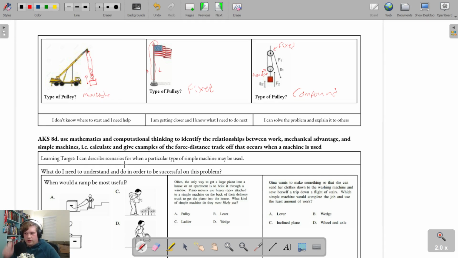Okay? So we have a fixed pulley where the pulley doesn't move, a movable pulley where the pulley does move with the load, and then if you have both of them, it is a compound pulley. Okay?